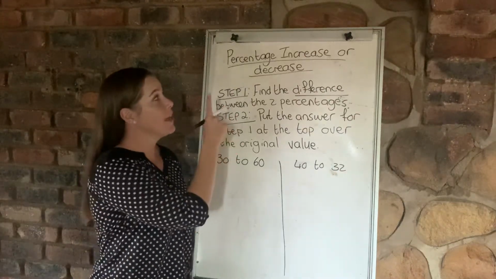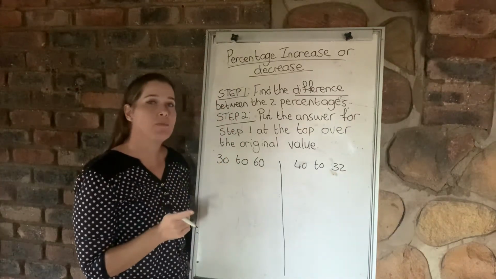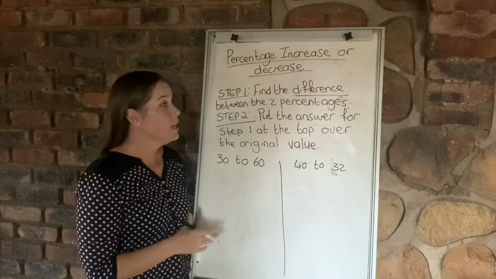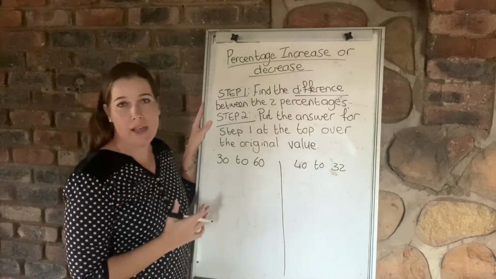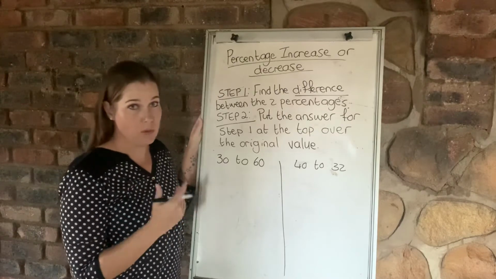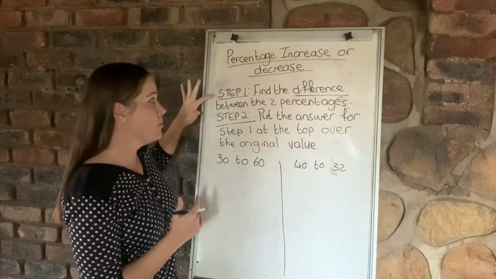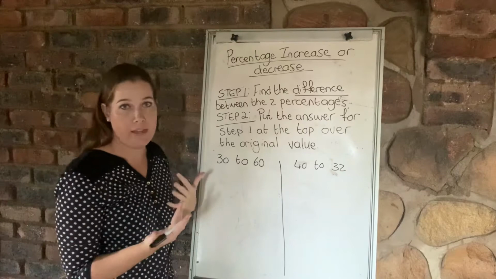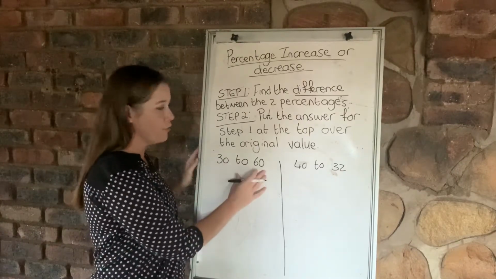We are going to look at percentage increase and percentage decrease. Now, there are two steps you have to follow when you have to work out a percentage increase or decrease. The first step is to find the difference between the two values. So this is our first sum.